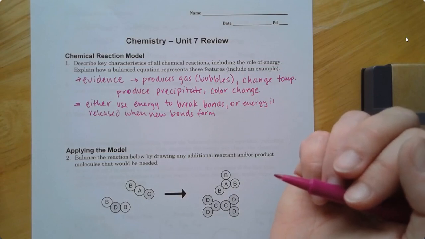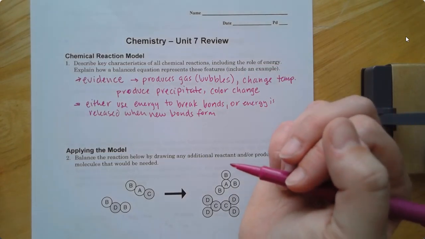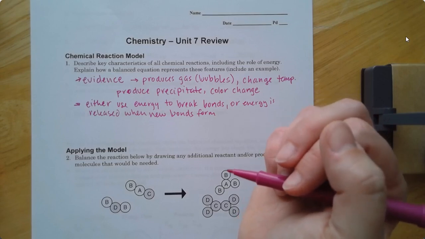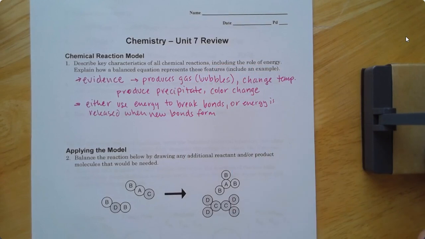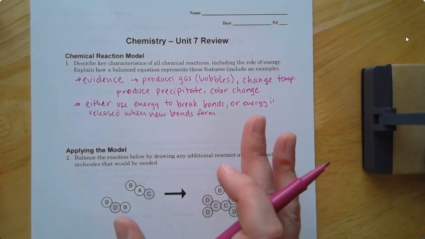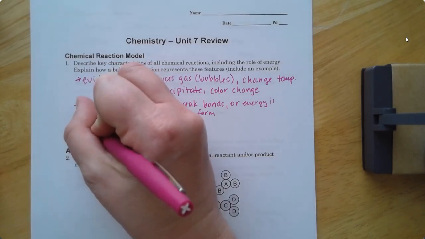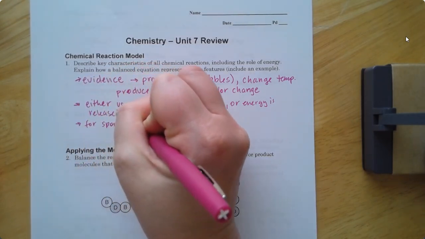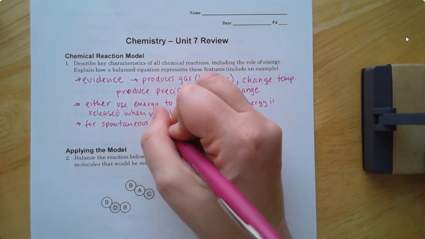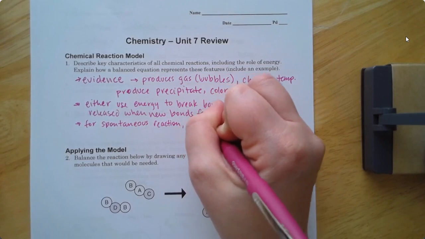But things happen sort of at different rates, and so the balance of those is what sorts that out. We'll talk a little bit more about that later, but at this point, that's all that you need to know. For a spontaneous reaction, the reactants have to have more energy than the products.